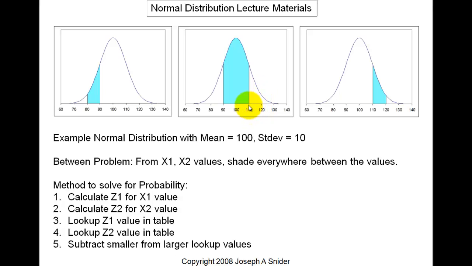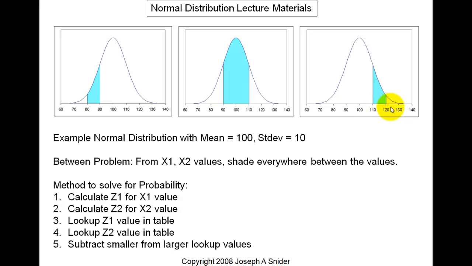In the middle here we have 110 and 90 as our areas of interest. Those are x values. So whatever those corresponding z-values are, they're looked up, and then whatever the probability was from 110 all the way to the left, you subtract whatever it is from 90 to the left, and you get what's in between 90 and 110.